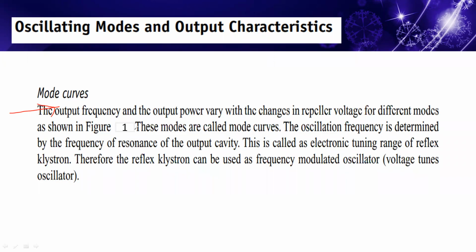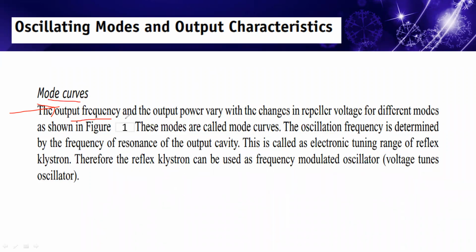So suppose in the voltage curves, oscillations can be obtained only for specific combinations of the anode and repeller voltages. As we have the formula N equals n plus 3 by 4. So from that information, here we are establishing some mode curves.